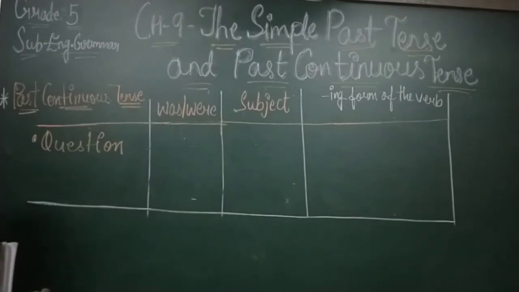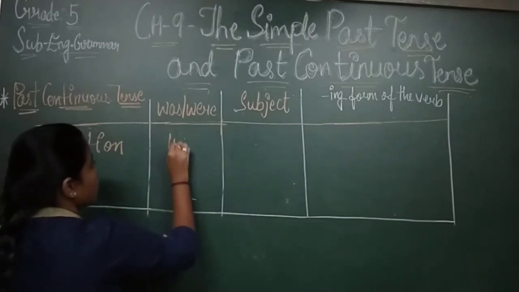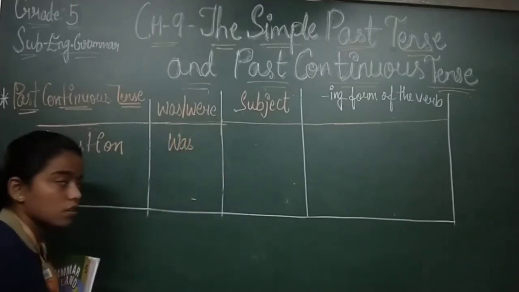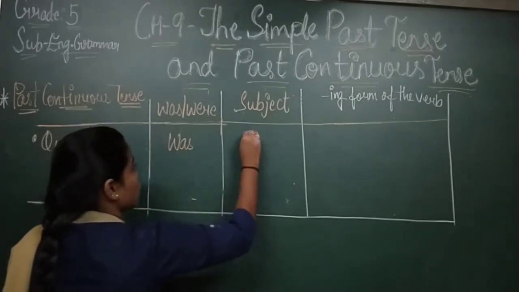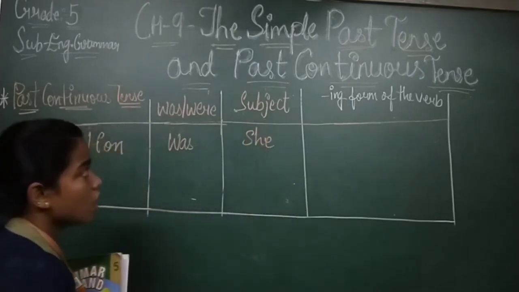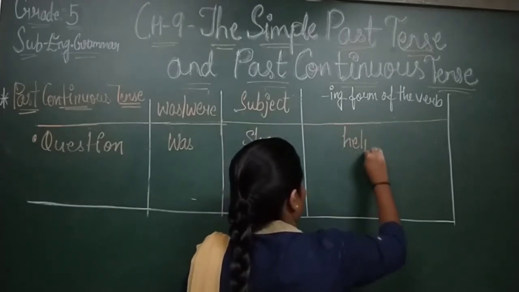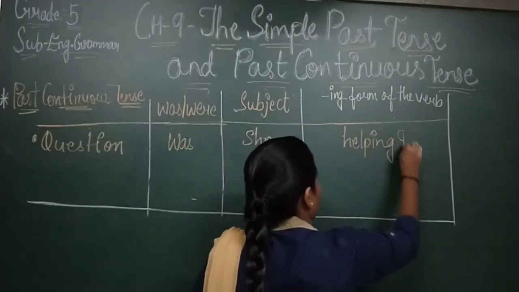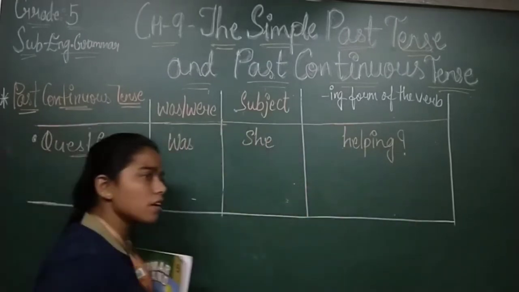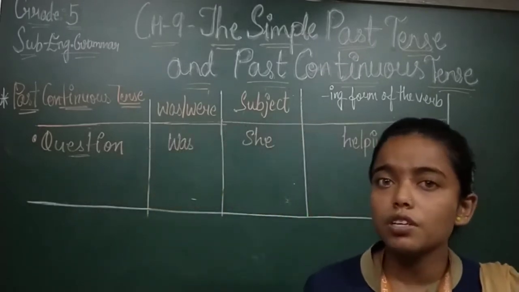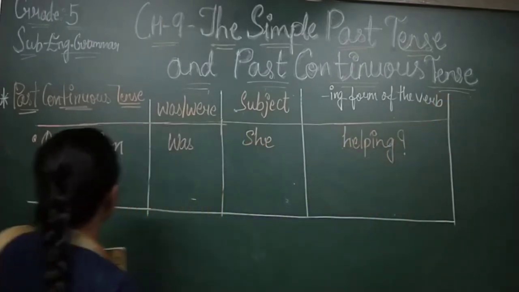So now we will see the question, how it questions. We have to ask the question in the verb. So what we will use? Now here I have to use the was, because I have to ask some questions. Here my subject was as it is she. Now ing, my verb was help. What was my verb? Help. Helping and question mark. Because as you know it is a question. So was she helping? Here I am asking the question and I have used with my subject was where and plus the ing form of the verb.